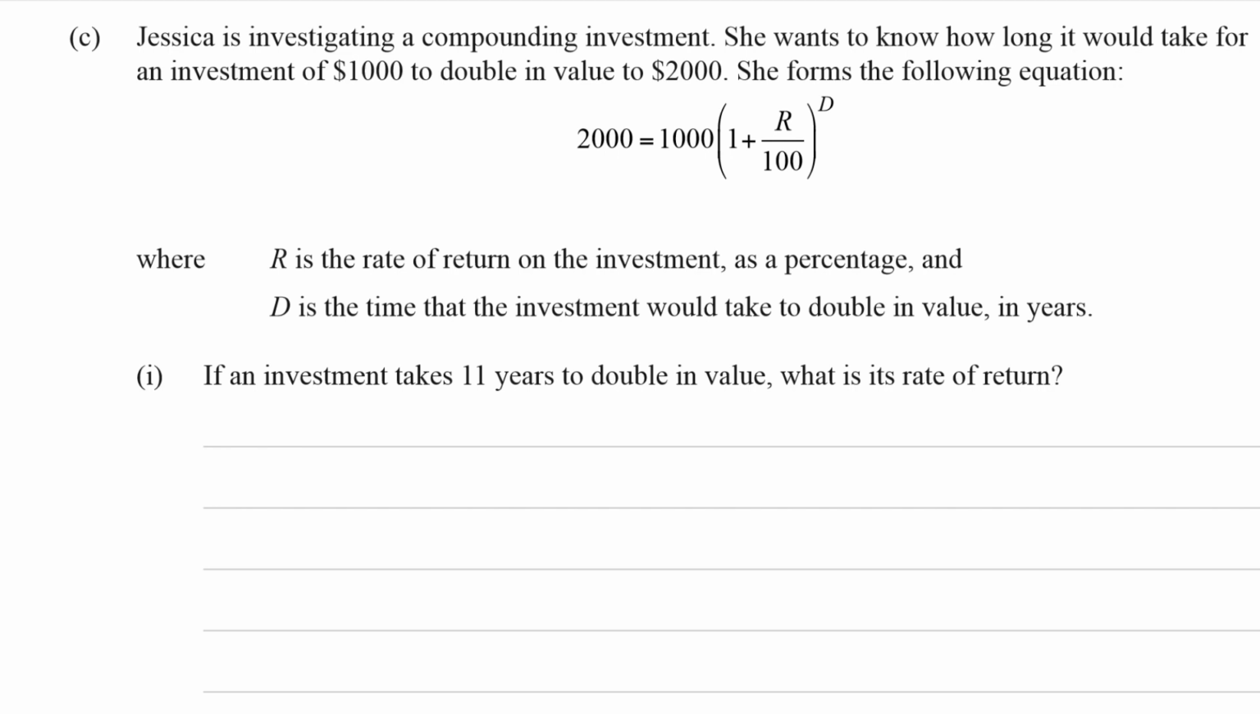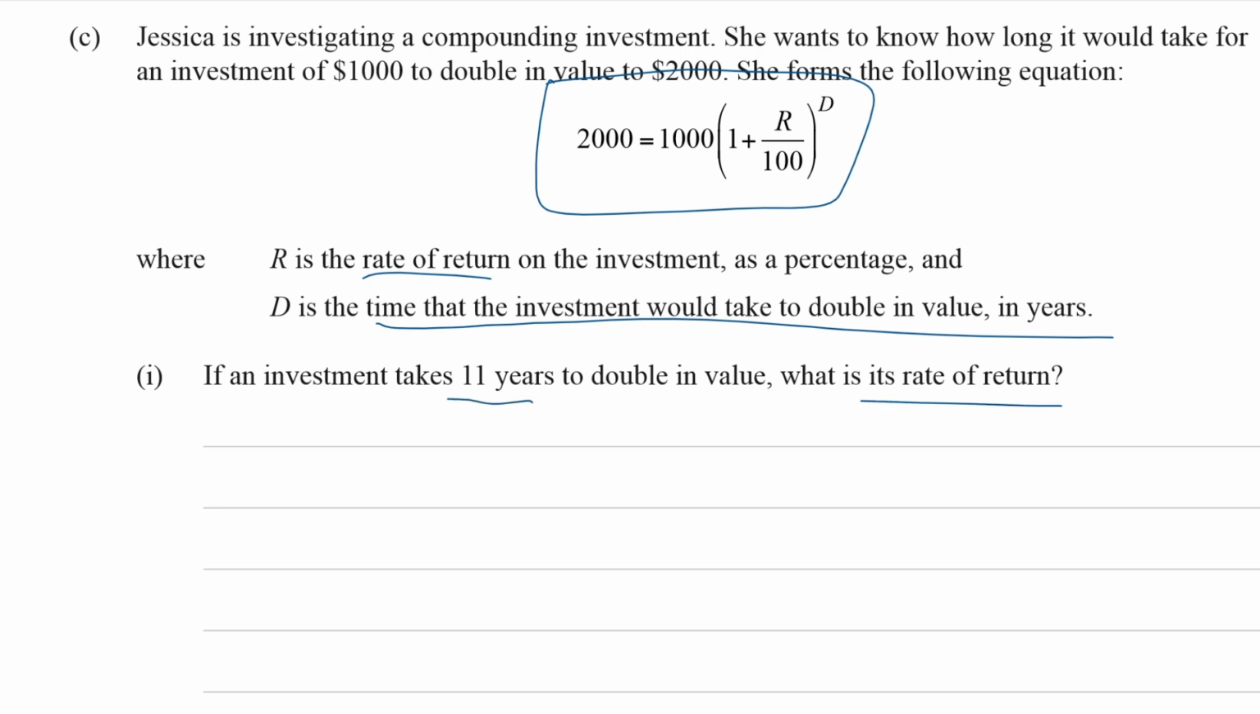So part 1 is, in 11 years we know it will double, so what is the rate of return? Again, we're given this formula that relates the rate of return to the time it would take to double. And we are given the time it will take to double, so we can work out the rate of return. The time it will take to double, D in years, is 11. And now we can work out what the rate of return is as a percentage.